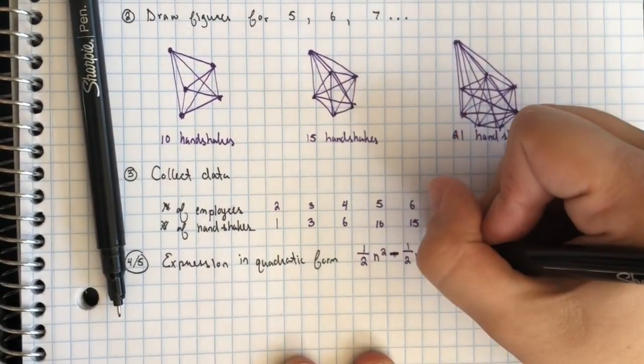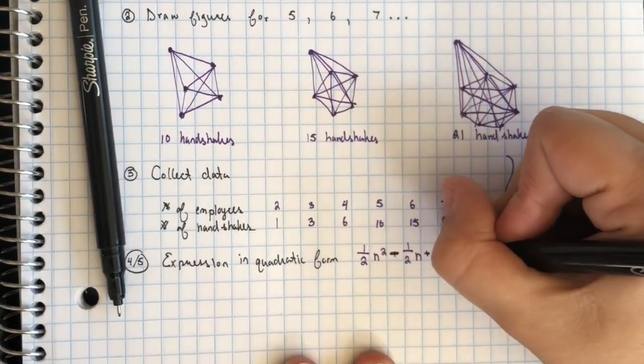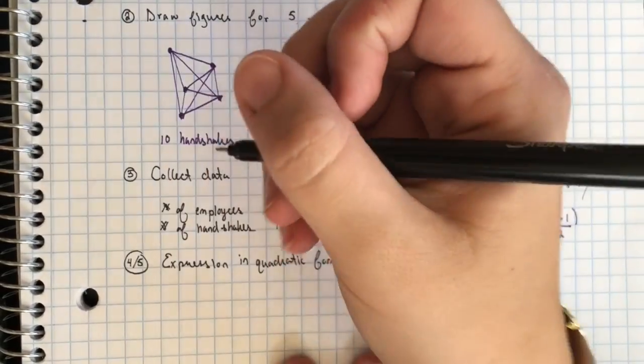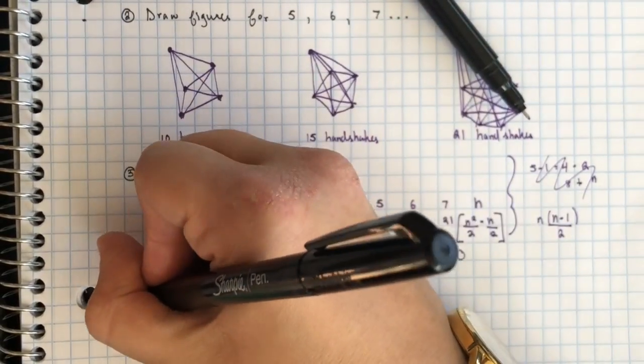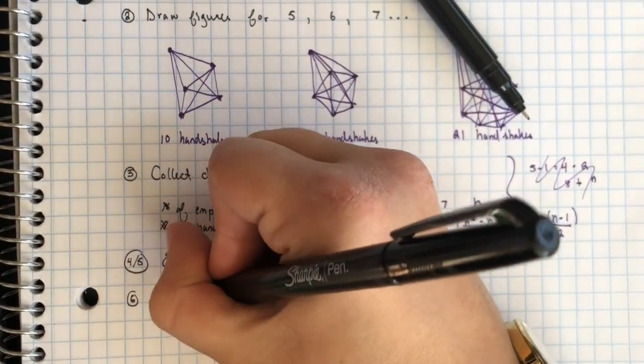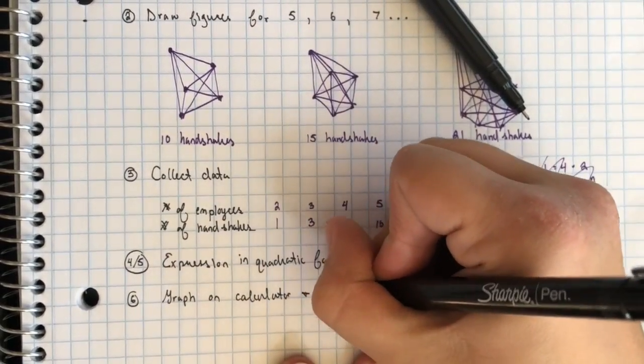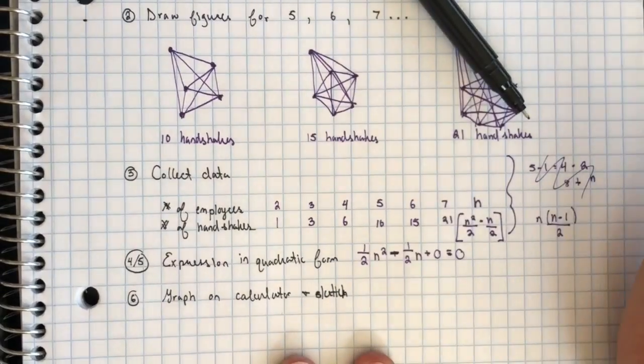Now, if I'm going to put it in quadratic form, I need to make sure that it's in that ax squared plus bx plus c equals 0 form. So I just need to manipulate my terms a little bit and make sure that I clearly have a coefficient and a variable for each one.